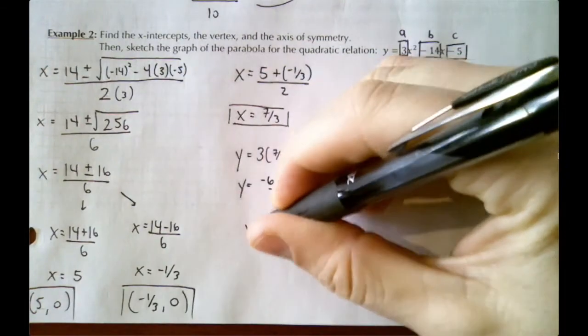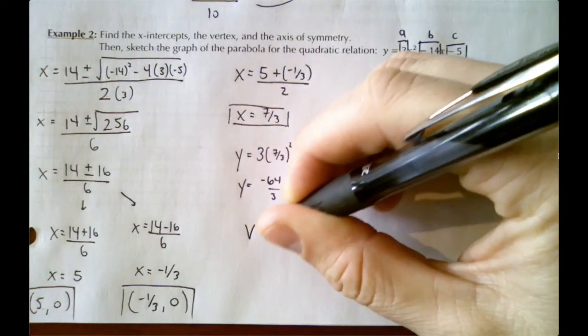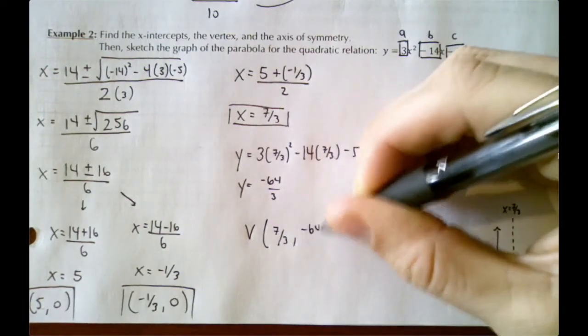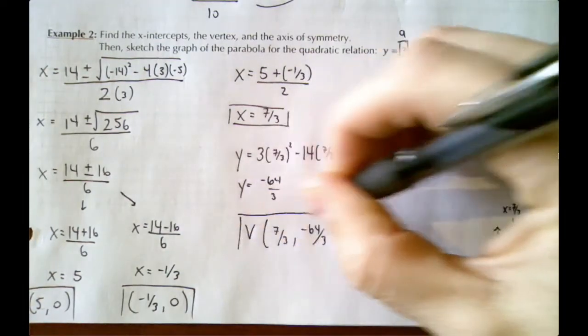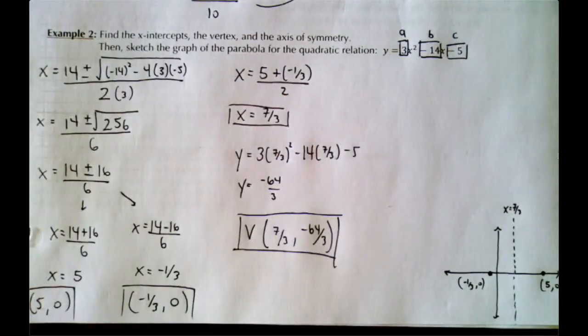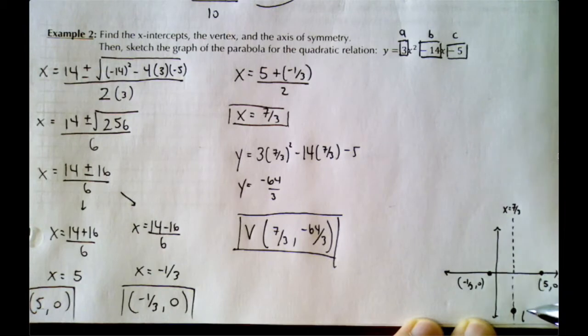So that means our vertex is 7/3 and -64 over 3. And that's the last thing we need for our graph. So let's put that on here. I'm just going to put a dot down here. And that's our vertex, 7/3 and -64 over 3.